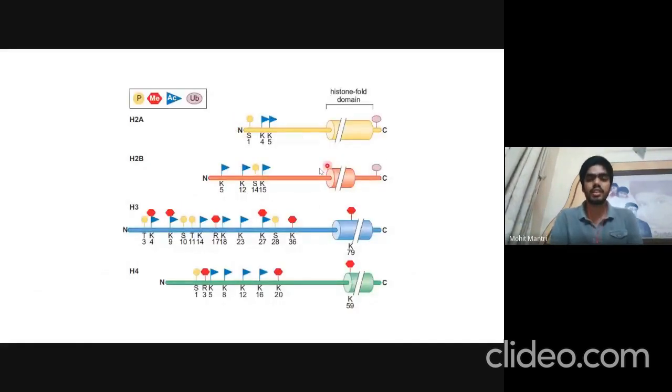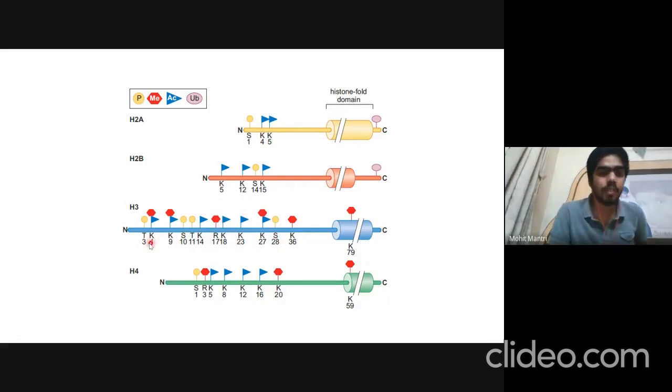So this long N-terminal tail is the site of many post-translational modifications, and amino acid residues such as serine and lysine can be the site for many kinds of modifications such as phosphorylation, methylation, acetylation, or ubiquitination. And this determines the function or the gene expression of a particular gene.